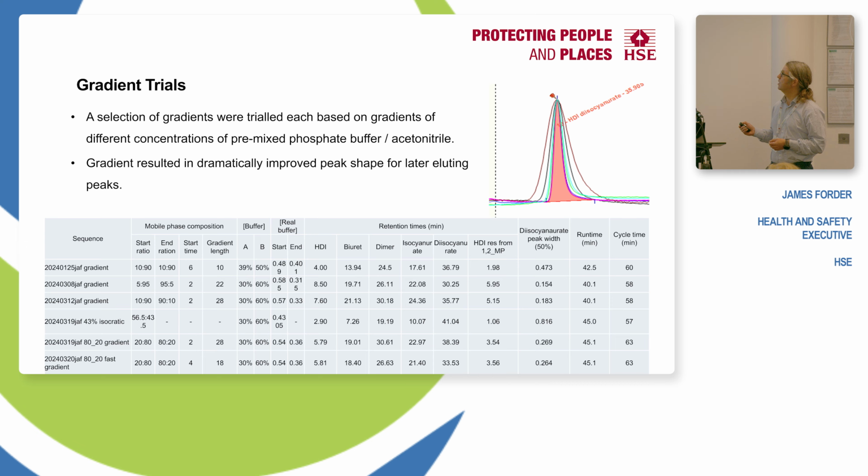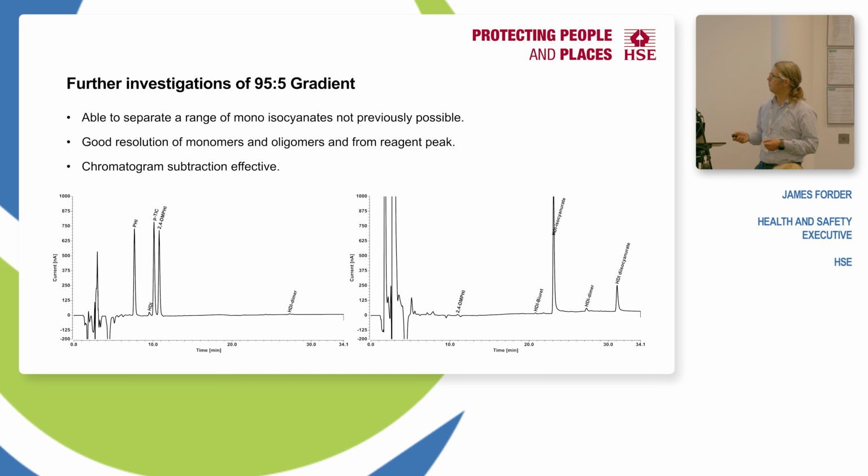This is the latest eluting peak, HDI, that's hexamethylene diisocyanate, a linear chain of 6 carbons with an isocyanate group on either end. This peak is normalised for peak height, with the same injection size, just to show the improvement in peak width at half height. The peak width at half height is a quarter of what it was with the isocratic method. So this is superb performance, and I moved on to further investigation.